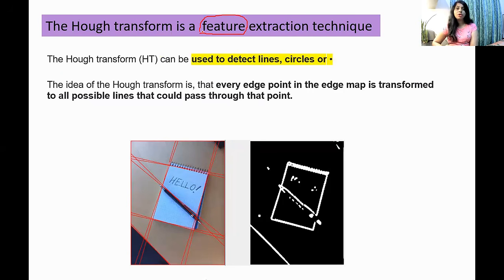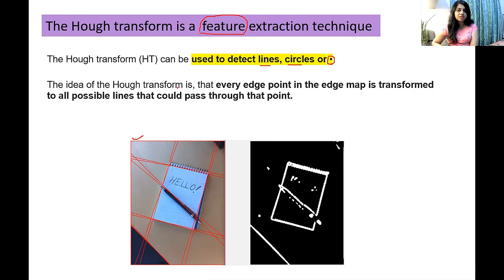Let's take an example of any image. Let's take an example of this image. So what are the features? The corners, edges, circles, contours are nothing but features available in the image. And Hough transform can be used to detect lines, circles, or dots in the image.